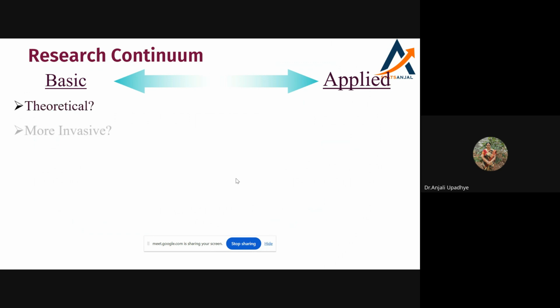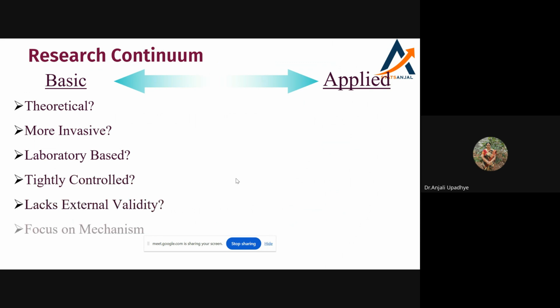So basically we are seeing what a research continuum is. Now, having given you the slide totally, then I will explain it.